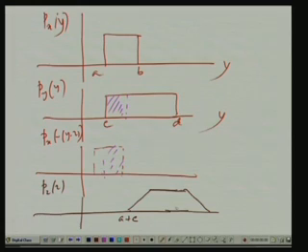I am not detailing this, because I know that most of you know how to carry out things graphically, how to carry out a convolution graphically. So, it will go here.